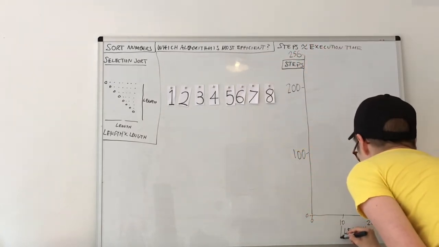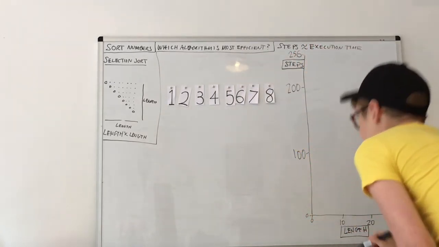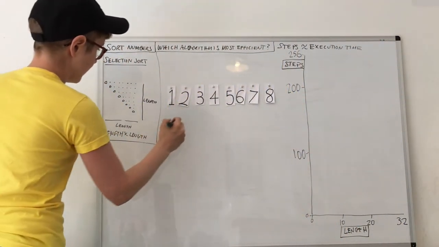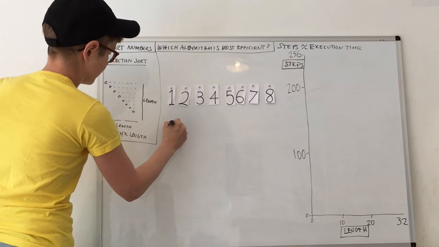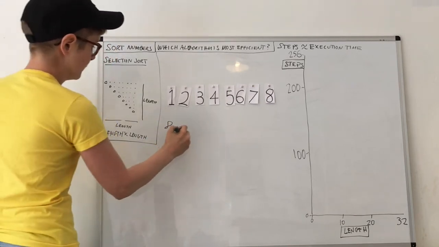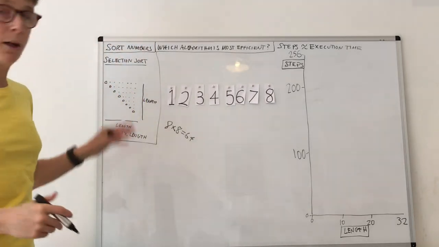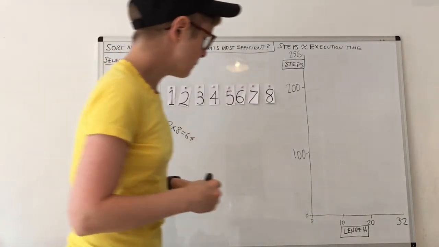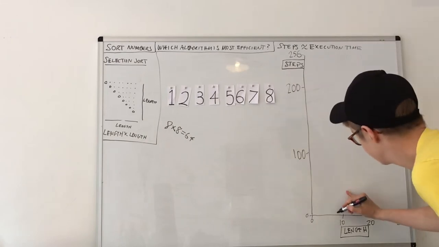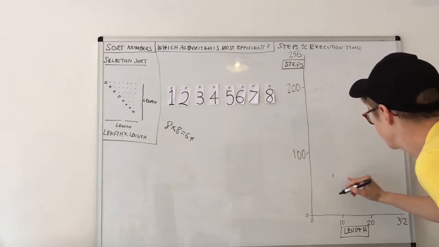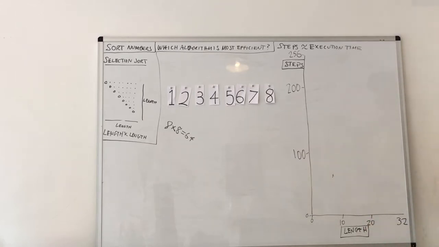And this is length. Okay. Now we've already got something we can plot here, because we decided that 8 times 8 would be 64 steps to sort this with our rough approximation. So let's plot that. So we've got 8 length goes to 64. Let's pop it about there. Cool, so that's our first plot.